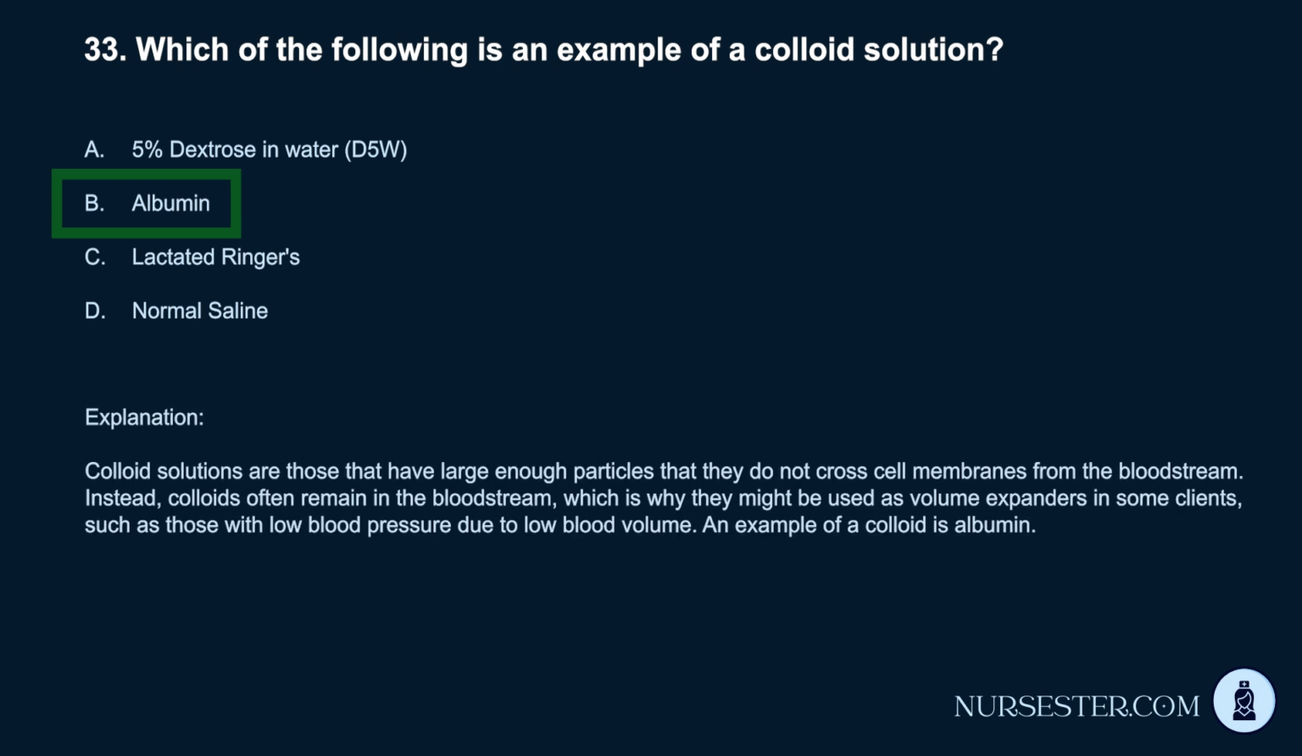Albumin. Colloid solutions are those that have large enough particles that they do not cross cell membranes from the bloodstream. Instead, colloids often remain in the bloodstream, which is why they might be used as volume expanders in some clients, such as those with low blood pressure due to low blood volume. An example of a colloid is albumin.